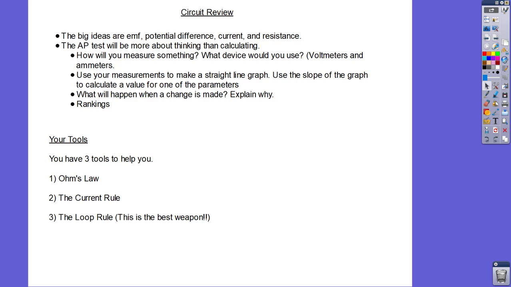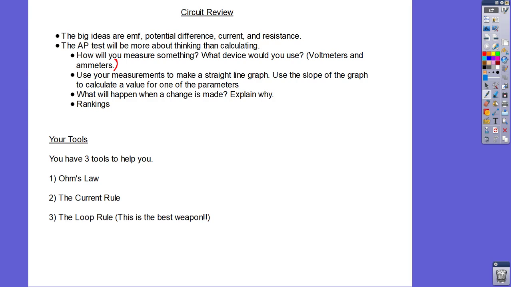You might have to think. There's going to be an emphasis this year on at least one of the questions, I'm sure, about measuring and things like that. So how will you measure something like current or potential difference? Remember, current is measured with an ammeter, and potential difference is measured with voltmeters.